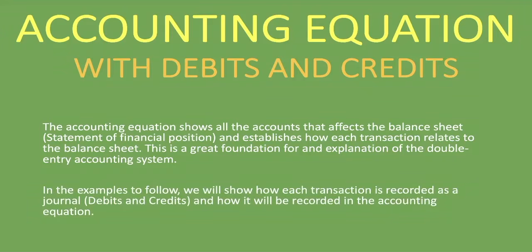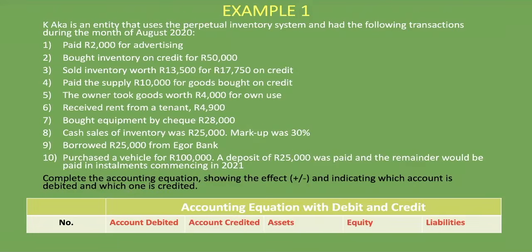So let's get right into the examples and see how we'll do the accounting equation. In this example, we have a number of transactions that we have to do. We are told that K Acre is an entity that uses the perpetual inventory system and had the following transactions during the month of August 2020. Now it's very important. They told us that they use the perpetual inventory system. That will come into play when we are dealing with the sales of inventory and the purchases of inventory. So any movement in inventory will be affected by the fact that the company uses the perpetual inventory system.